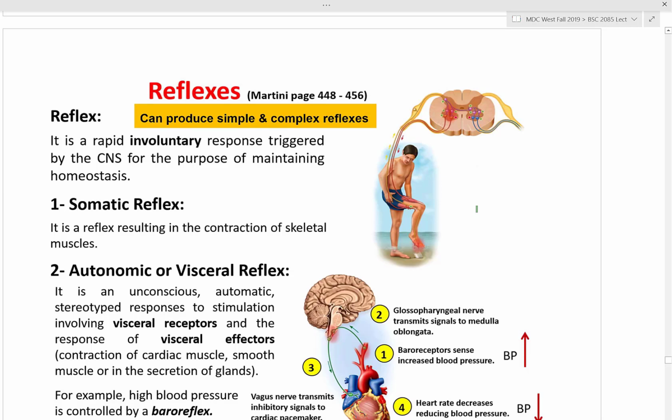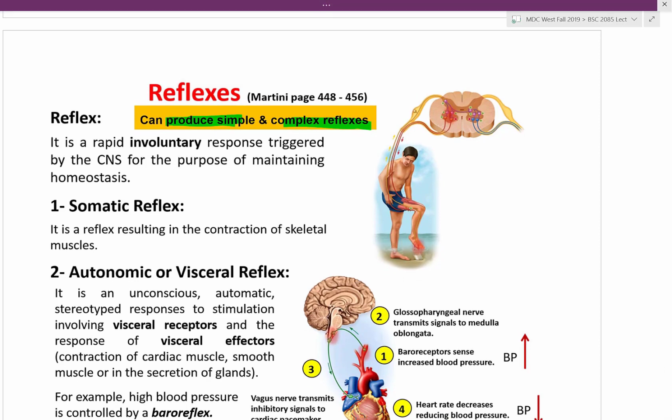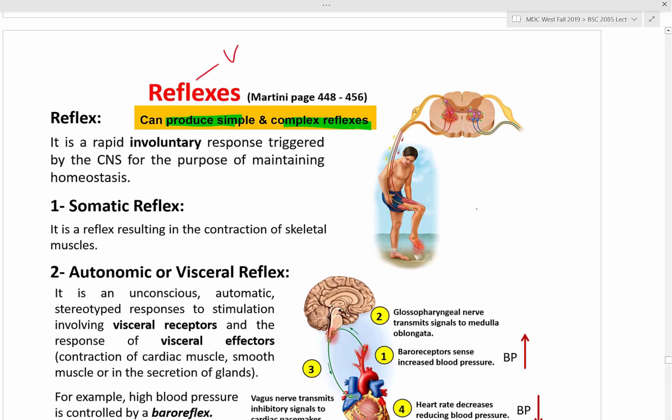So those reflexes, right, we produce a simple or a complex reflex. You have reflexes that are either visceral or somatic. Somatic, we said, is through the skeletal muscles, and visceral is within your body. Most of the time, it's an involuntary response.